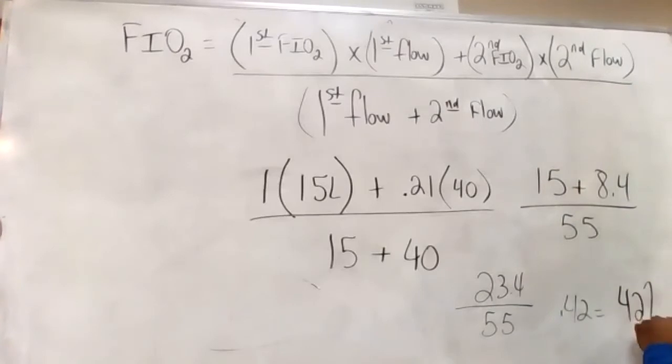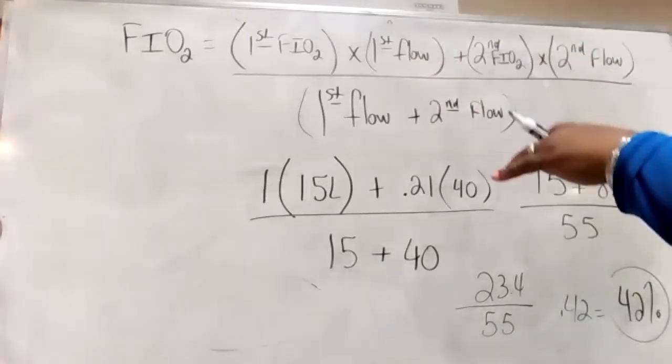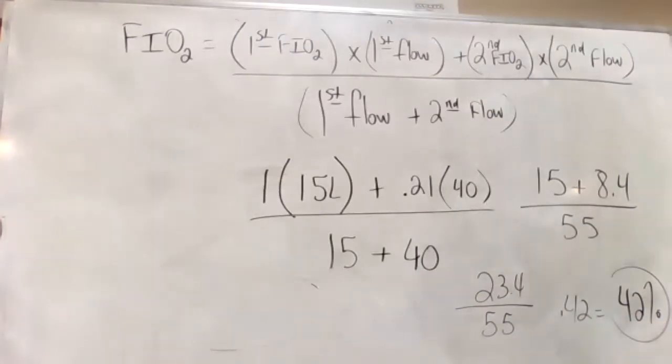42%. The FiO2 coming out of that right now is 42%. So you see how that room air dropped the 100% down to 42%? Now we're getting 42% oxygen. But what is the total flow of that device? Well, now we know the percentage.